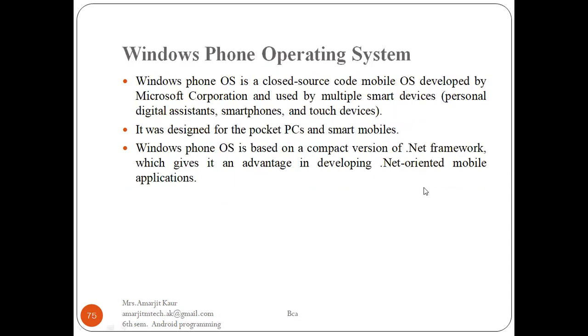Next is the Windows Phone operating system. Windows Phone operating system is a closed source code mobile operating system developed by the Microsoft Corporation and used by multiple smart devices, which are personal digital assistants, smartphones, and touch devices. It was designed for the Pocket PC and smart mobiles. Windows Phone operating system is based on a compact version of .NET framework, which gives it an advantage in developing .NET oriented mobile applications.